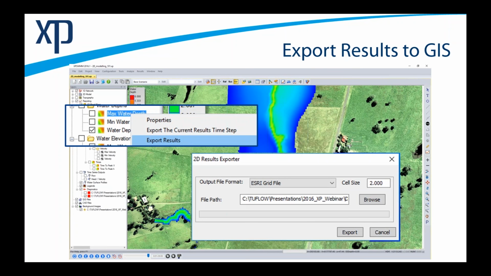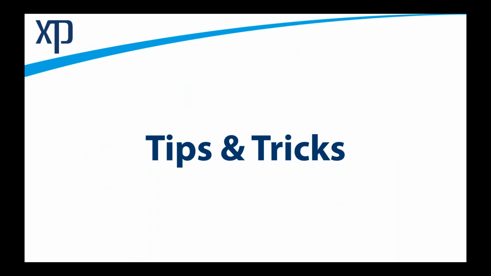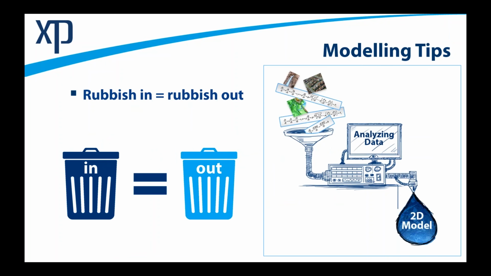Okay, tips and tricks. I'll just quickly brush on some common, I guess, user errors that we find. The first one is rubbish in, rubbish out. When it comes to input data sets, definitely check them. If the quality of your topography data is very poor, then your results are going to be poor. And that comes with all of your data sets. Check your quality.